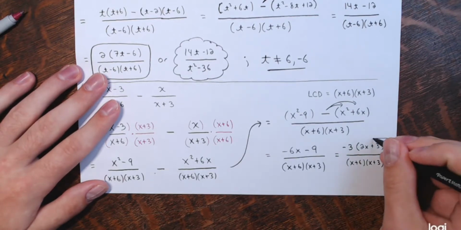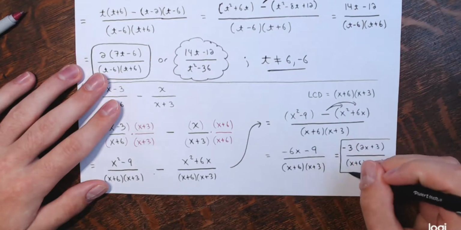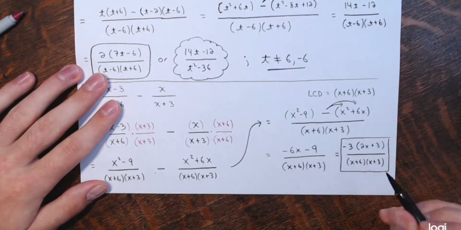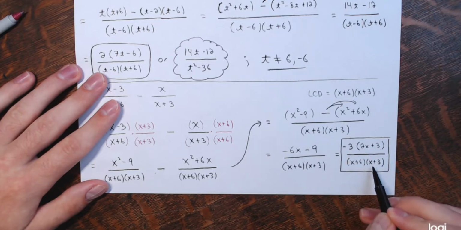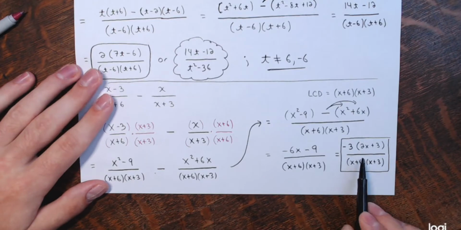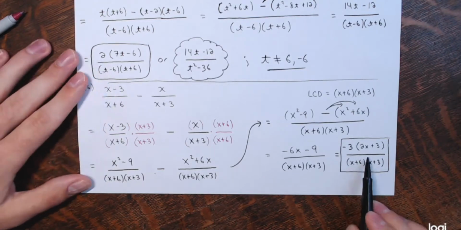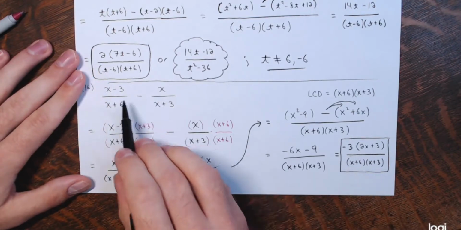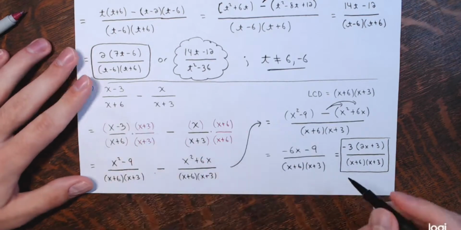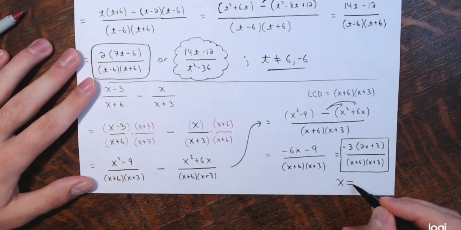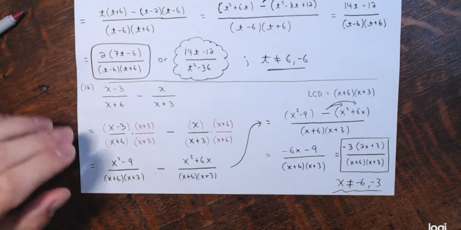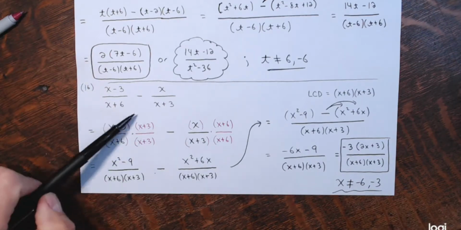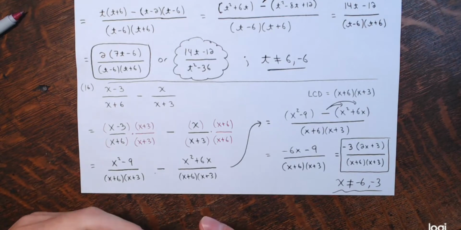So this is the final result. You have negative 3 times the quantity 2x plus 3 divided by x plus 6 times x plus 3. The value of this expression should be exactly the same as the value of the original expression for any value of x, as long as x is not negative 6 or negative 3. Because if x were negative 6 or negative 3, you'd be dividing by 0 throughout this problem, and you can't divide by 0.